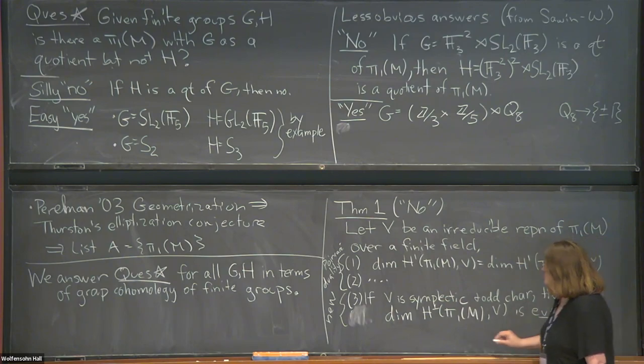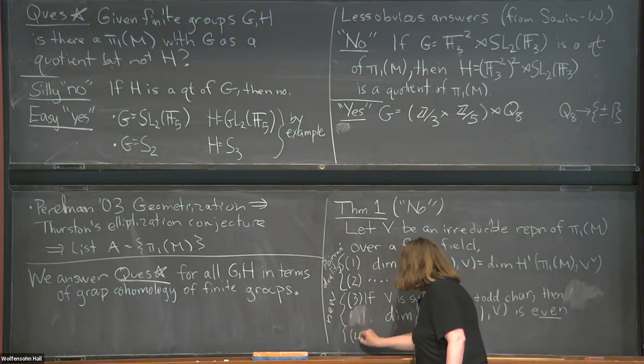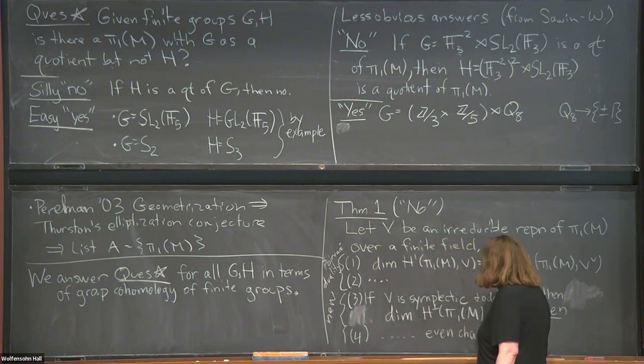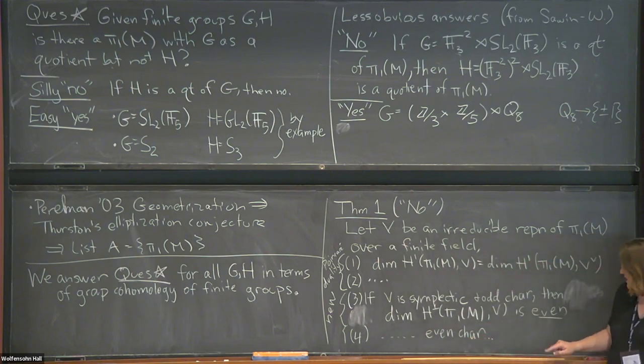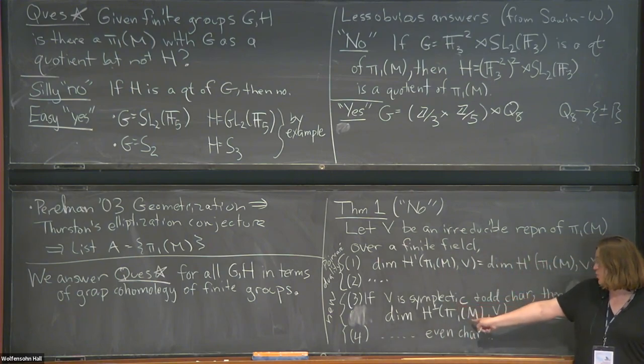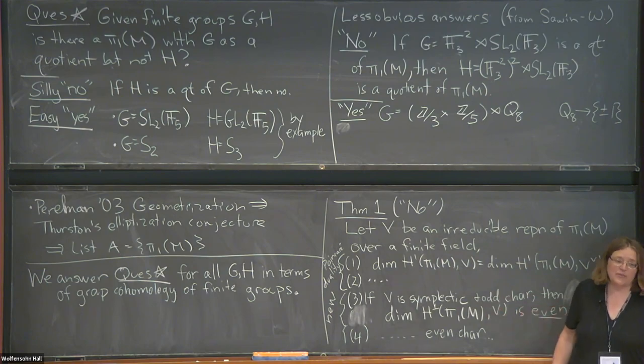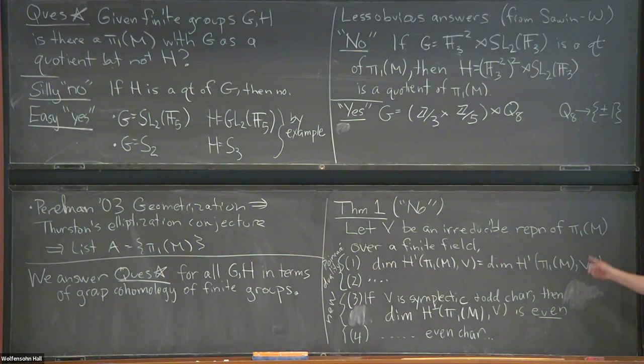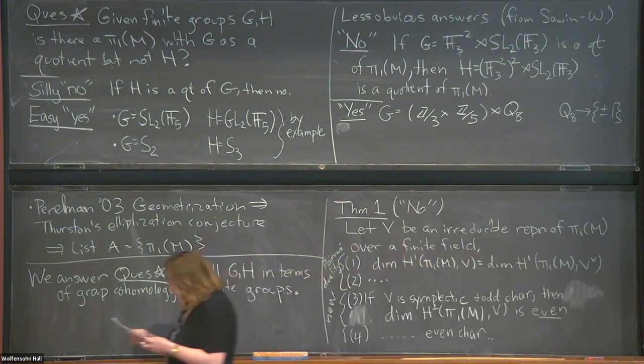And this is also about symplectic representations in even characteristic, and it also determines the parity of the H1, but it's more complicated how the parity is determined. So surprise, surprise, symplectic things are more complicated in even characteristic. All right, so those are some things that are true about three manifold groups.